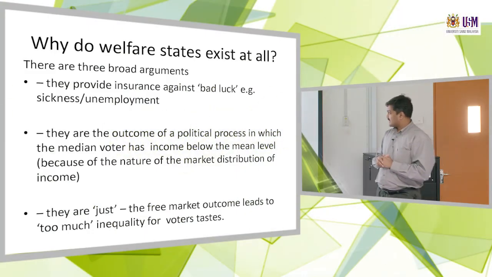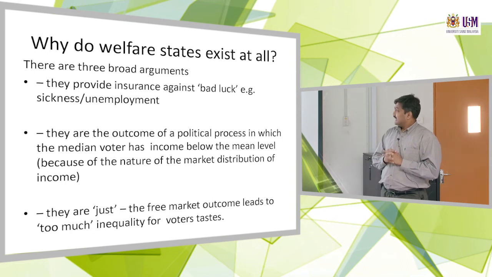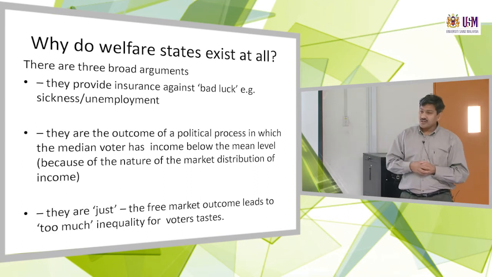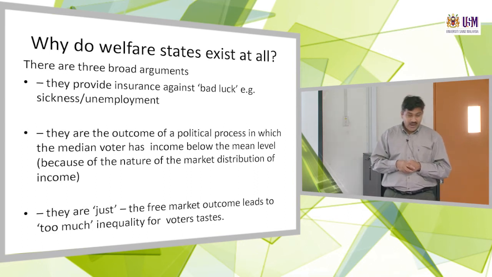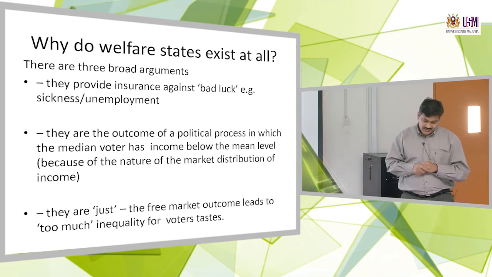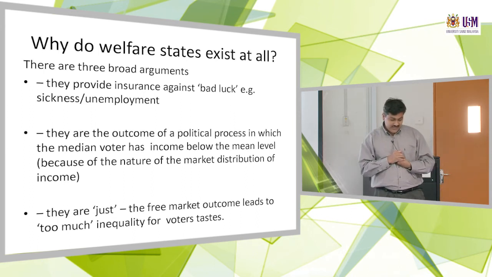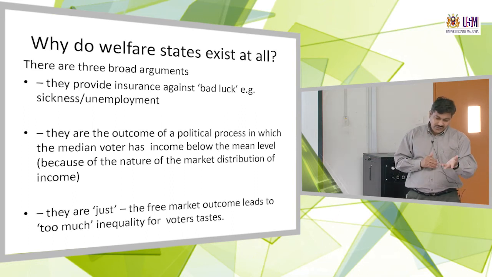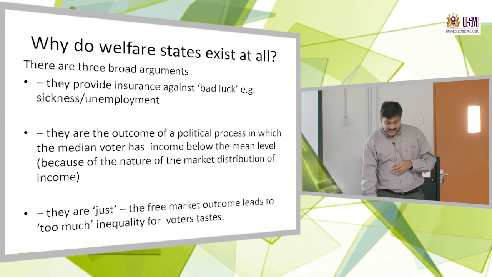So there are three broad arguments, as you can see in the slide. Yes, welfare states do exist, even in the 21st century, because they provide insurance, they provide fairness, they provide an outcome of a political process in which the median voter has an income below the mean level because of the nature of the market distribution of income. So you need to extend your services. They are just, they are equitable, they are fair. The free market outcomes lead to too much inequality for voters, so you need welfare states to fill this gap. So they do exist. Maybe we'll cover this next week.